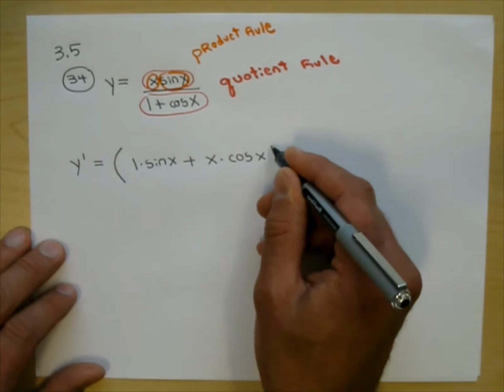Okay, big picture is the quotient rule. The quotient rule says the derivative of the top times the bottom, minus the top times the derivative of the bottom. The derivative of 1 is 0 and the derivative of cosine is negative sine. This is all over the bottom squared.